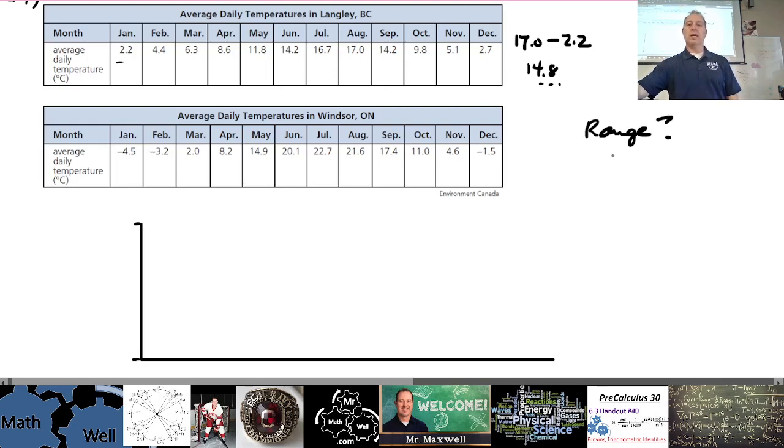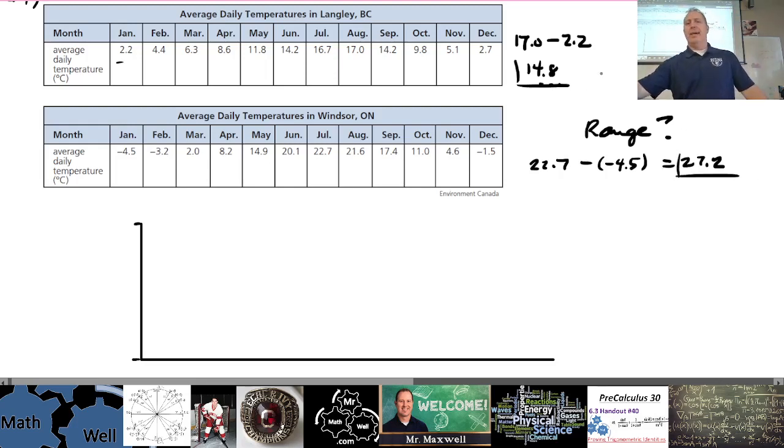So what's the range for Windsor? The highest is 22.7, and then a negative 4.5. Okay, so we're going to do largest minus the smallest. So you're going to do minus a negative. So that's going to end up to be 22.7 plus 4.5. What's that? 27.2? Okay. Okay, so these are the ranges, right?